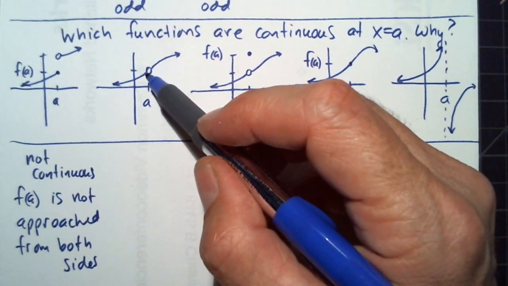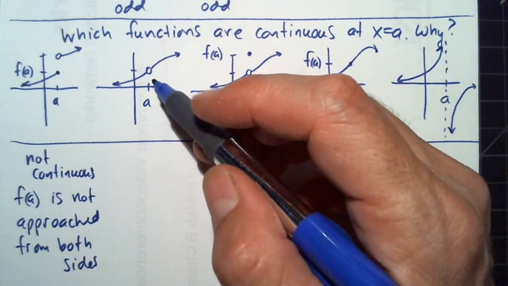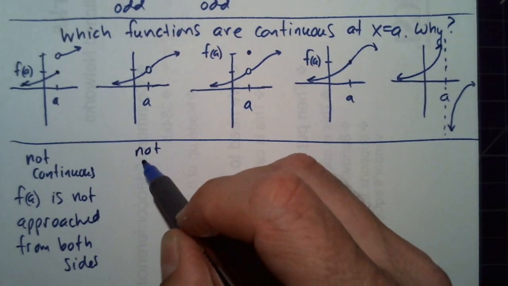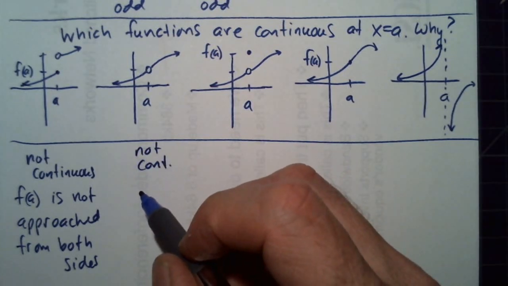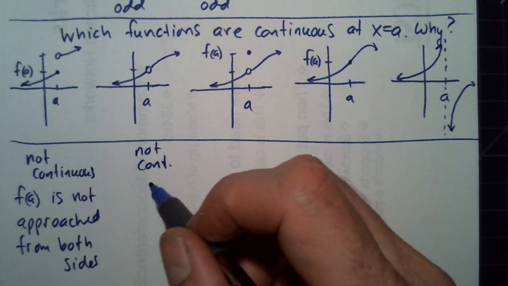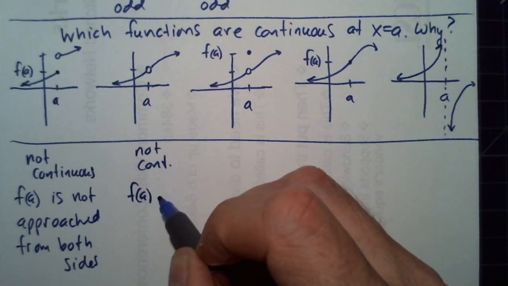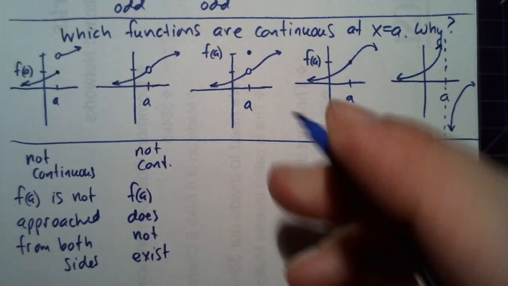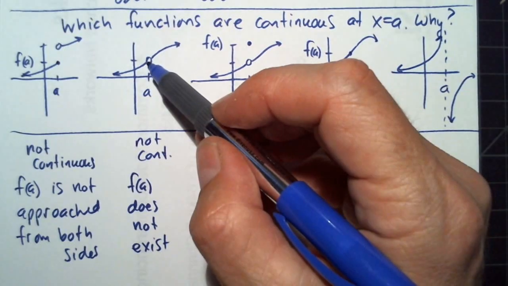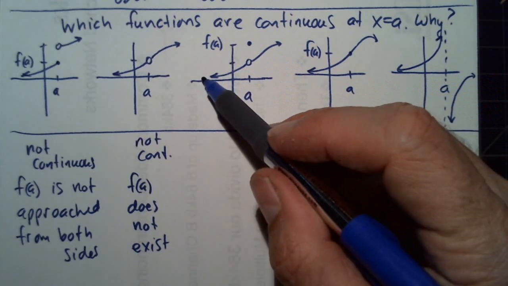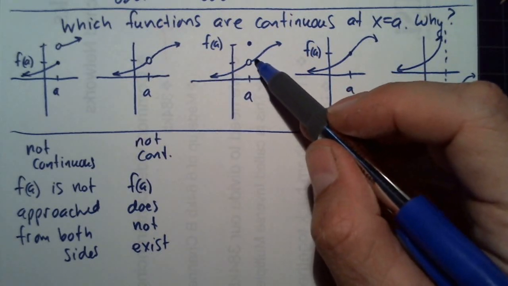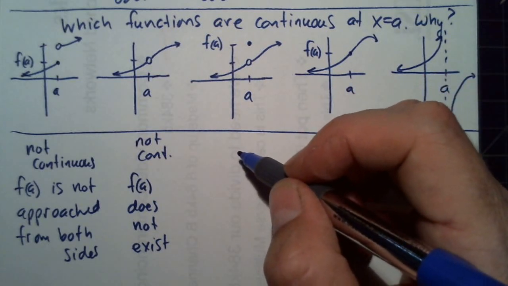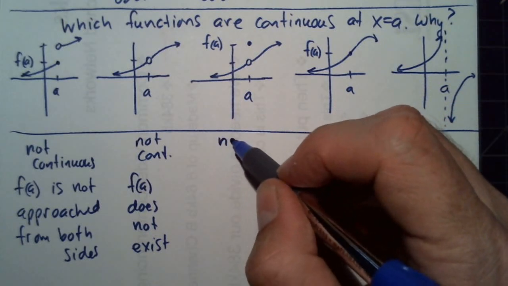Now let's look at this one. Can we trace it without lifting the pen? No, we have to lift it. There's a little missing point there. So we would say that it's not continuous. And the reason why would be f of a does not exist. If there was a value there, then it would be continuous. We're going along the function. We have to jump up there and jump back down. And so we would say it's not continuous.